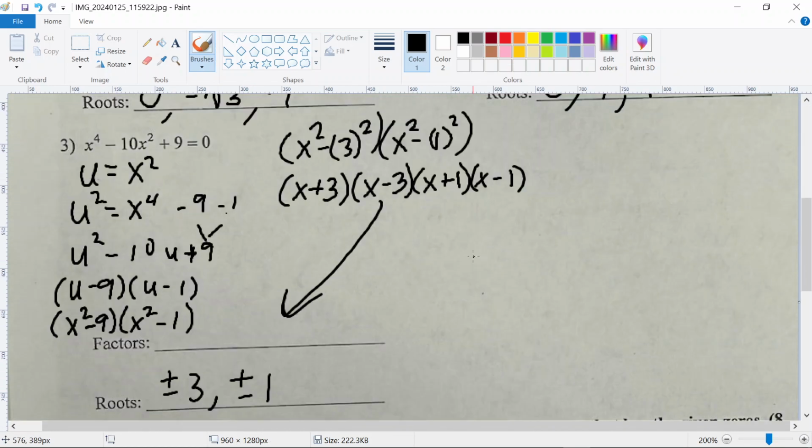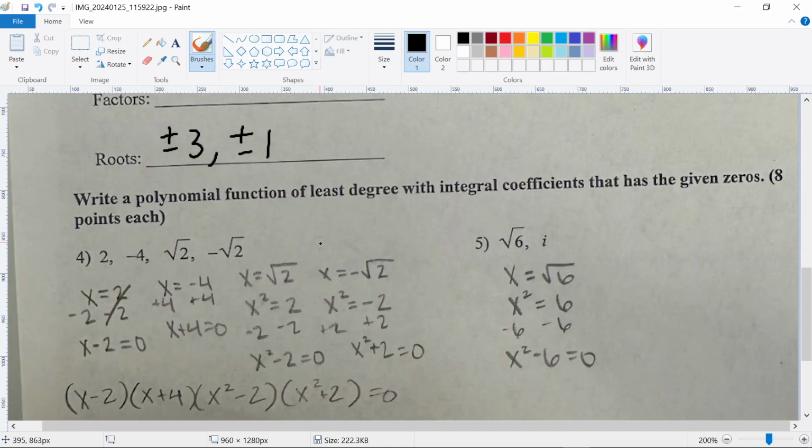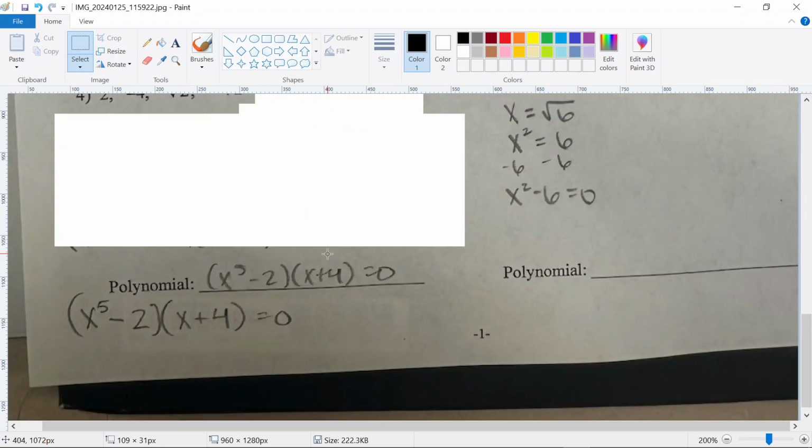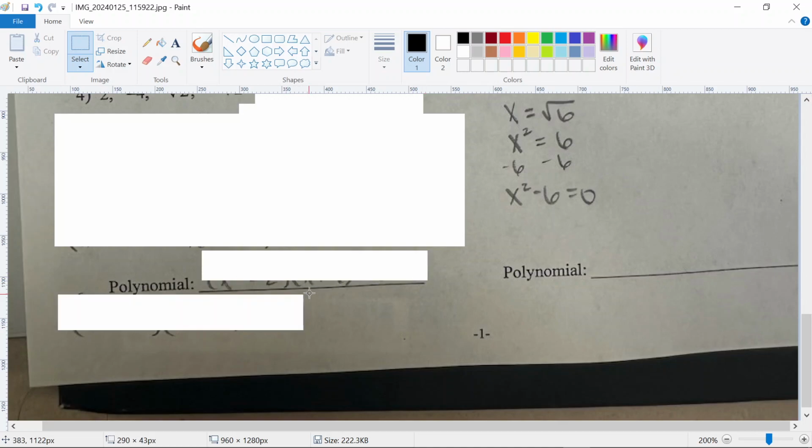Next, that was number 3. Number 4, write a polynomial function of least degree with integral coefficients. I think it's supposed to be integer coefficients, not integral coefficients. Integrals is calculus. Okay. I think that's kind of right, what's written there already, although it's not actually complete.